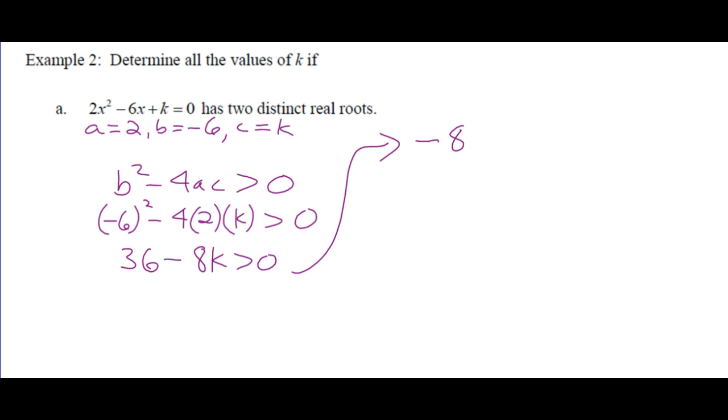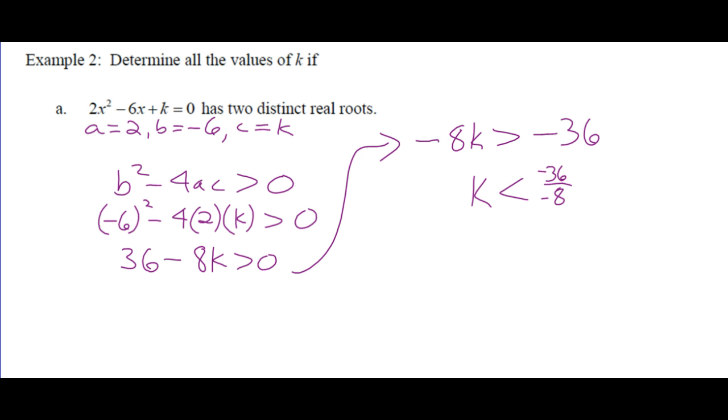So negative 8k, I want my variable on the left-hand side, right? Because I want it to say k is greater than or k is less than. So negative 8k is greater than what? Negative 36. So what am I going to do? Divide this by negative 8. What do I do to this? Since you're dividing by a negative, you're going to flip the inequality. So k has to be less than negative 36 over negative 8, right?